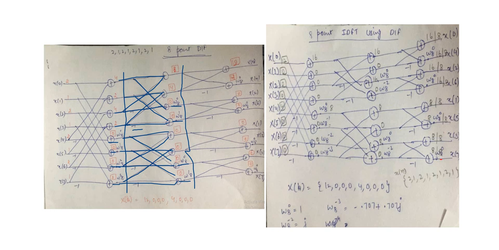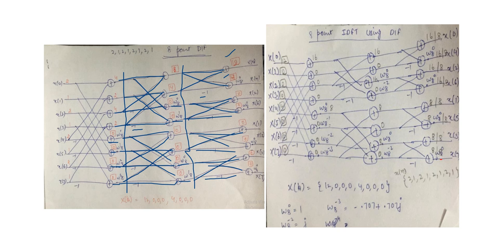Clear? Now move to the third stage. This 8 is coming from this side and 4 is coming from this side. 8 plus 4 is 12. This 8 is coming from this side, and this 4 multiplied by minus 1, so 8 minus 4 is 4. The rest were 0: 0 plus 0, 0 minus 0, 0 plus 0, 0 minus 0, 0 plus 0, 0 minus 0. Clear? This 12 is the same, meaning X of 0.